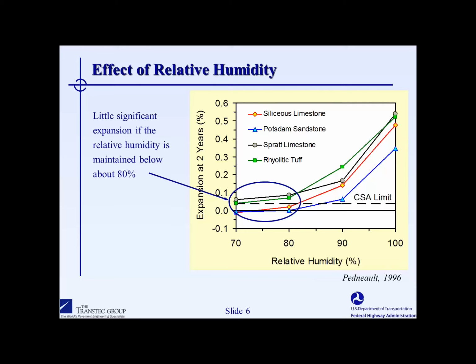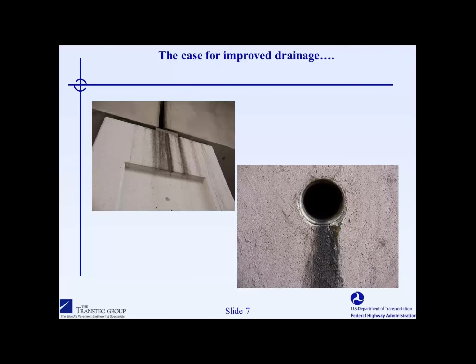This 80% threshold number is not set in stone, but there's quite a bit of data out there that shows that if you can get below 80%, most reactive aggregates will exhibit much less future expansion. So this is our driving force. ASR needs water. The gel needs moisture to expand, and the availability of water allows the various processes to occur at a much quicker rate.